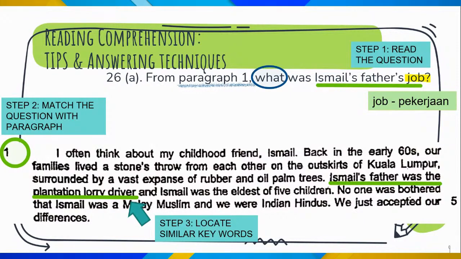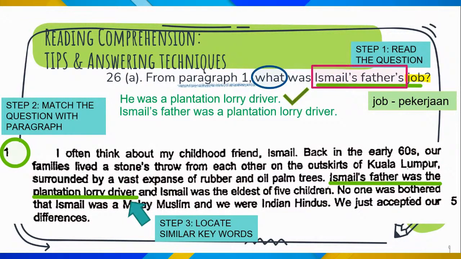Now let's look back at the question. The question is asking about Ismail's father, so the pronoun that you need to use is: he was a plantation lorry driver. This answer is accepted. You can also write Ismail's father was a plantation lorry driver. This type of answer is also accepted. You can also write straight away a plantation lorry driver, because this is still within the scope of what is being asked in the question.